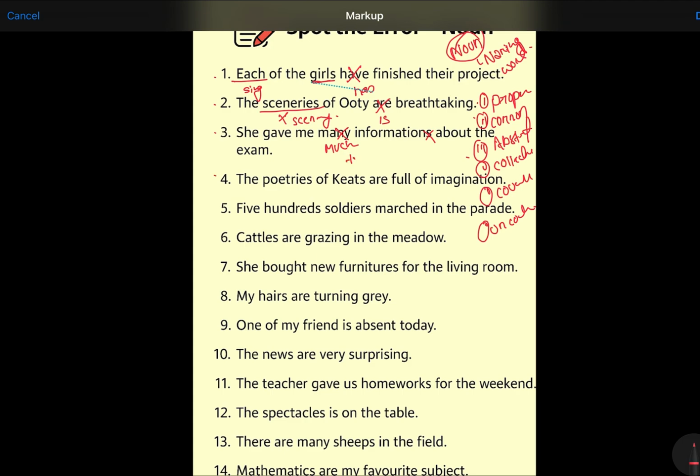Next: the poetries of kids are full of imagination. First of all, you tell me what is the plural form of poem? The plural form of poem is poetry, right? So you don't have to make it poetries. It has to be: the poetry of kids is full of imagination. So poetries नहीं होगा इसमें. क्योंकि इसका सिंगुलर ही पोएम होता है तो ये पोइट्रीज कभी नहीं होगा, पोइट्री ही प्लूरल है, राइट?